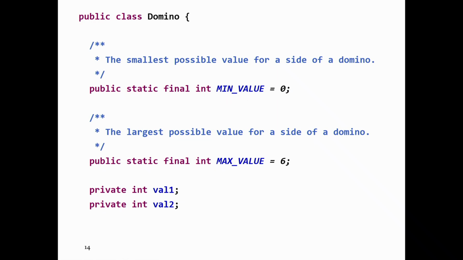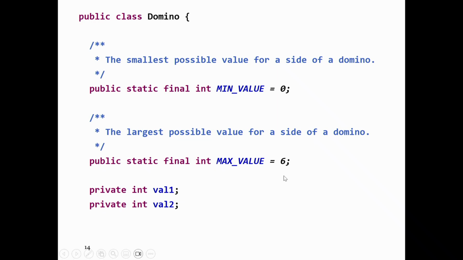So the minimum number of pips on a domino is 0. The maximum number of pips on a domino is 6, right? They're both static, indicating that these are the values for every domino object. Right? They're also marked final, meaning I can't change their value once I assign a value to them.